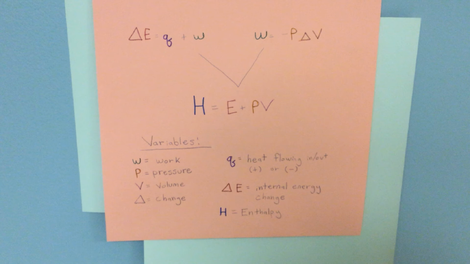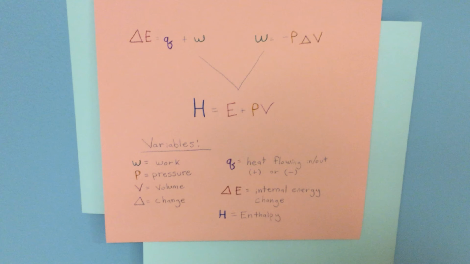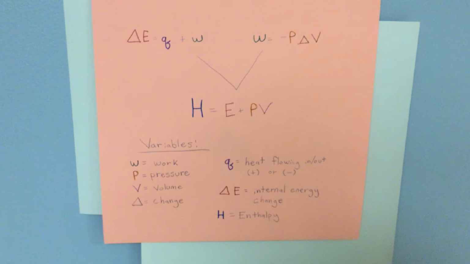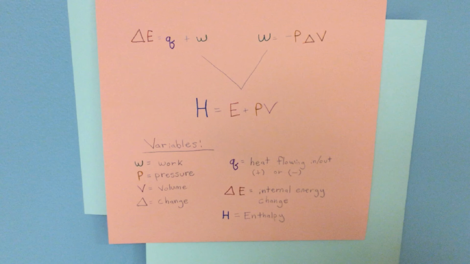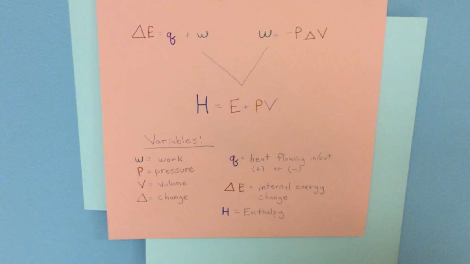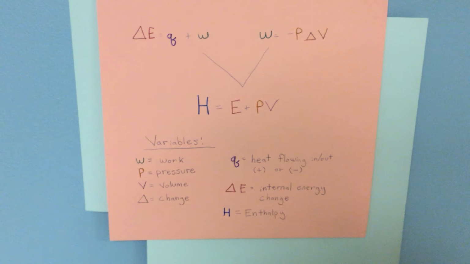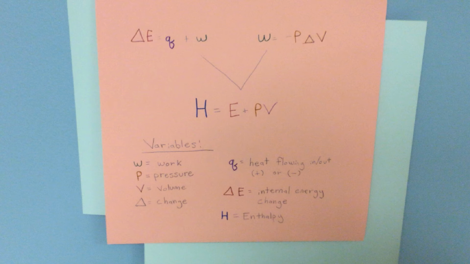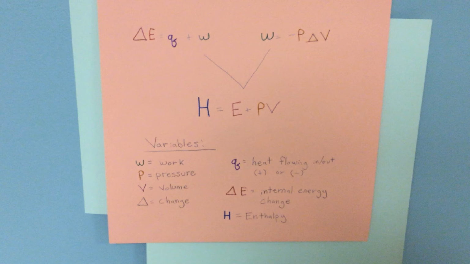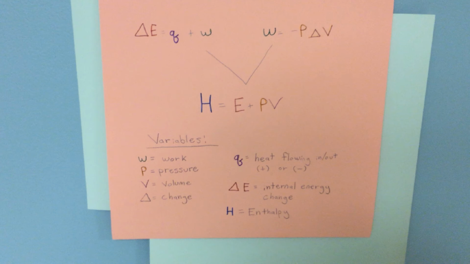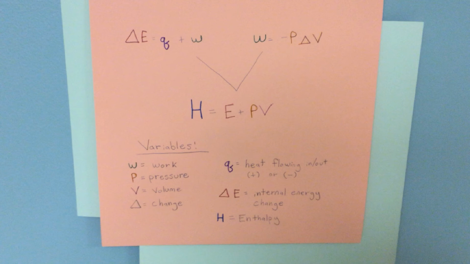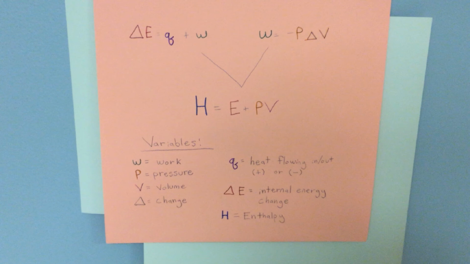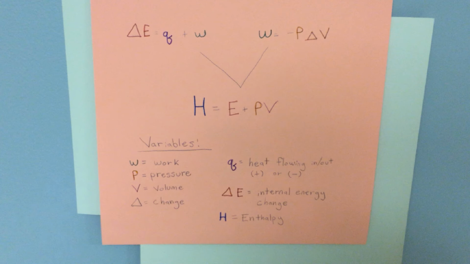H is equal to E plus PV, where H is the enthalpy, E is the energy, P is the pressure, and V is the volume. This equation is formed from the combination of delta E equals Q plus W, where Q is heat flow and W is work, and the equation W equals negative P delta V. Enthalpy is derived from the manipulation and combination of these equations.